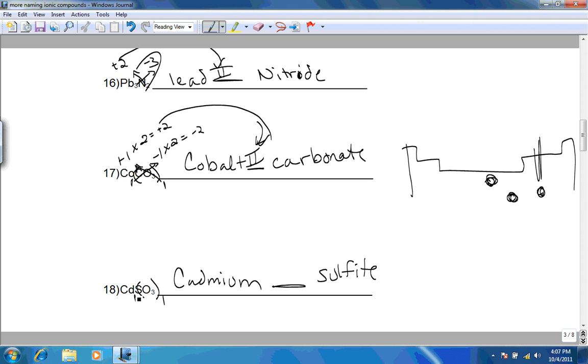We have 1 and 1. We crisscross outside of the parentheses, plus 1 and a minus 1. If you look up sulfite, you realize that's supposed to be a minus 2. So therefore, we're going to have to multiply them both by 2 to make them equal the correct values. That means the Roman numeral is actually 2. So it's cadmium 2 sulfite.